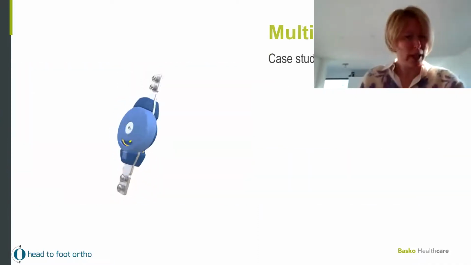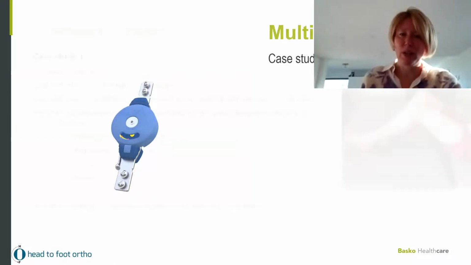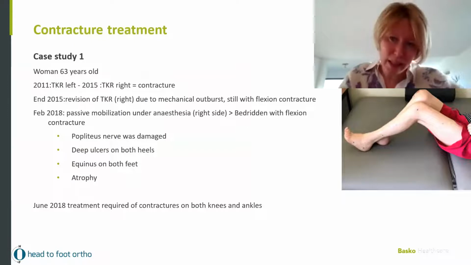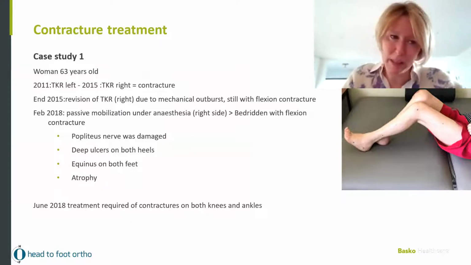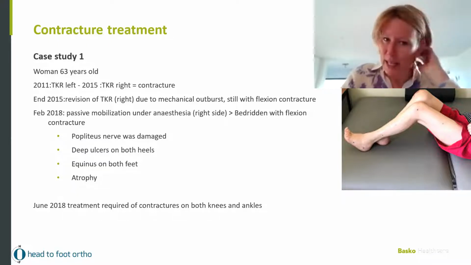So we'll look at our first case study, and the lady you already saw with both knee contractures. Well, she was 63 years old, and in 2011 she decided to do a total knee replacement at the left side, and in 2015 as well. But she already had a contracture in the beginning, right after her first total knee replacement. She went out with her right knee. She also had a contracture, but this time with a lot of pain, and she went back to her doctor. Well, he decided to do passive mobilization under anesthesia. And since then, she was bedridden.